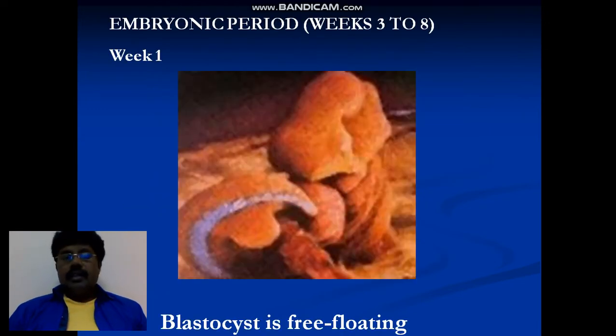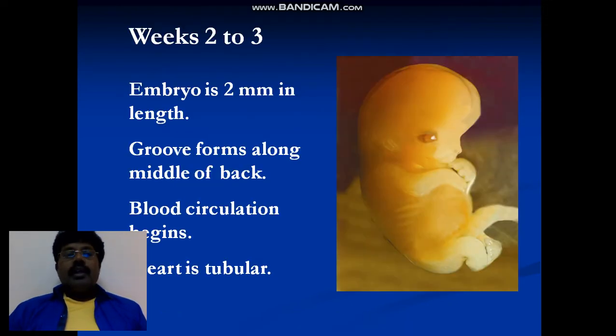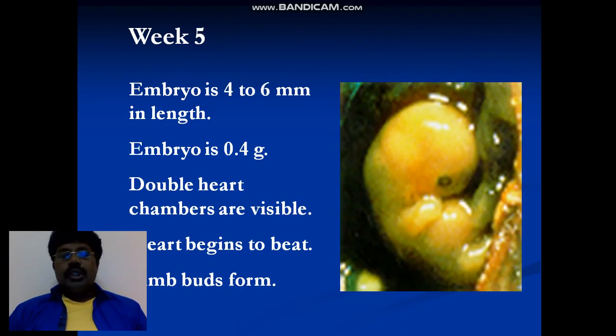This is about the embryonic period. That is week 1. The blastocyst is free floating. It has not been fixed in the uterus. It is free floating in the first week. In the second week it is 2 mm in length, and a groove forms along the middle back. Blood circulation begins in weeks 2 to 3, and the heart is tubular in shape.